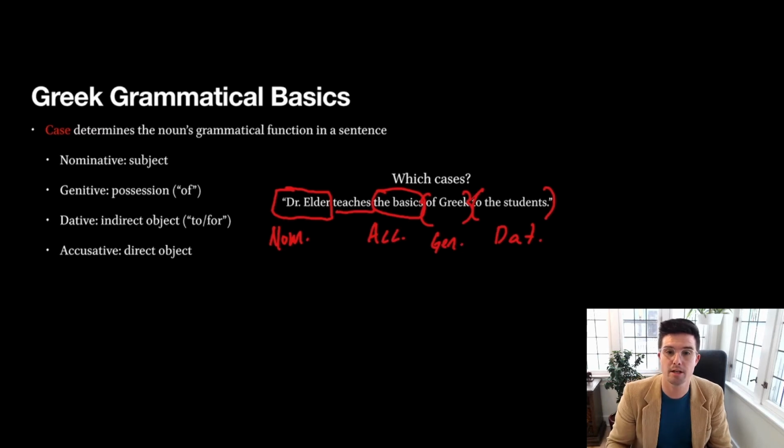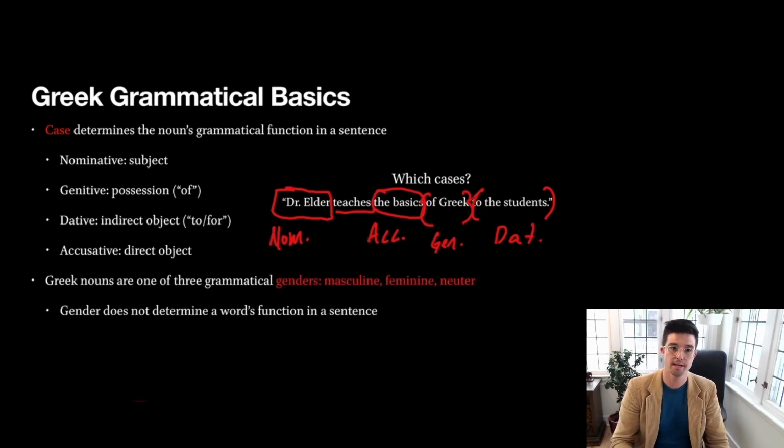So what you should find is it looks something like this. Dr. Elder in the nominative, the subject of the sentence, the subject of the verb teaches. And what Dr. Elder teaches, the basics, is the object in the accusative case of Greek. Of Greek is modifying the accusative basics. To the students, which is the indirect object, would be in the dative case in Greek.